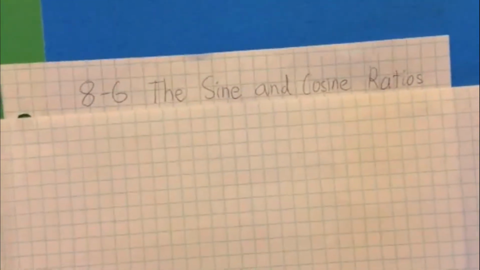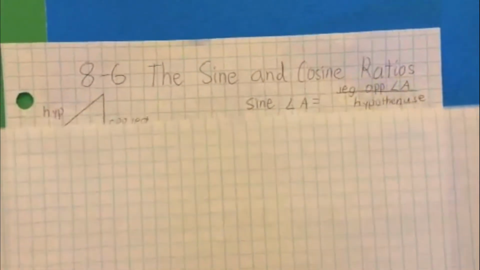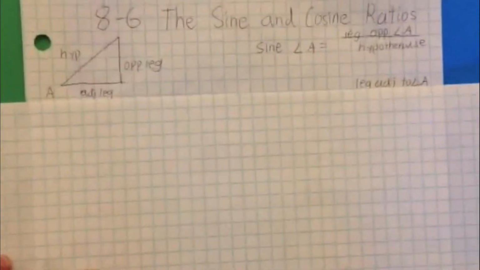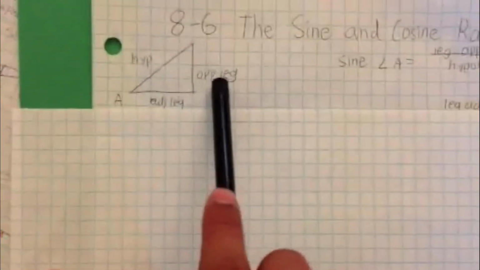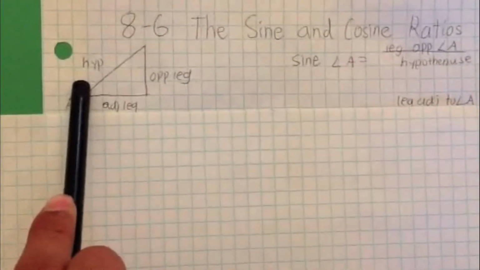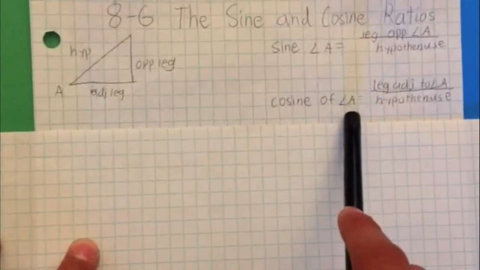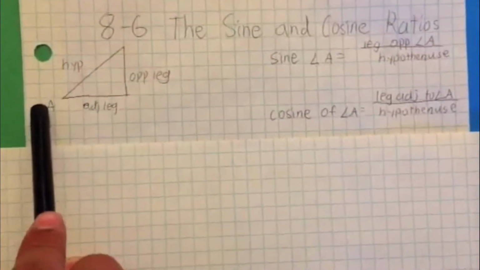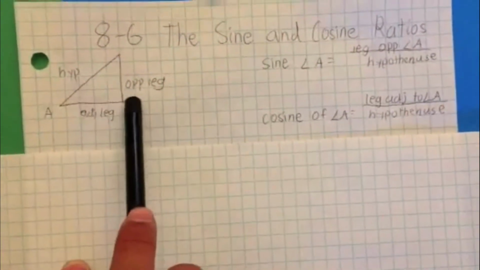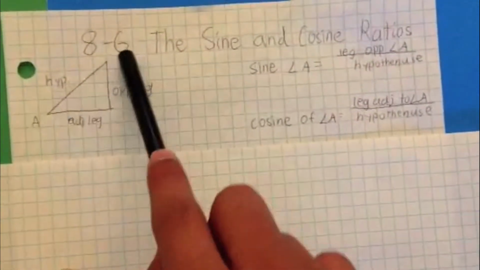Alright class, let's get on to chapter 8.6, the sine and cosine ratio. So the sine ratio is the leg opposite over the hypotenuse. So to find the sine of angle A, you need to find the opposite leg over the hypotenuse. For cosine of angle A, you need to find the leg adjacent to angle A over the hypotenuse. The leg adjacent to angle A is this one right here. So the cosine of angle A is equal to the adjacent leg over the hypotenuse right there.